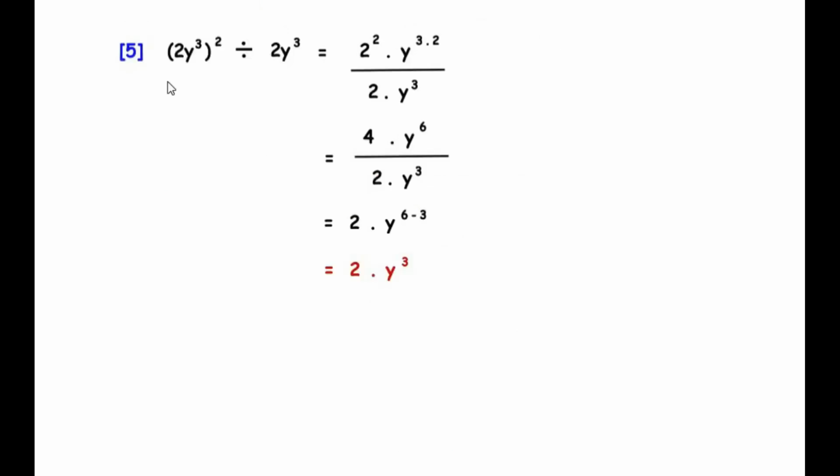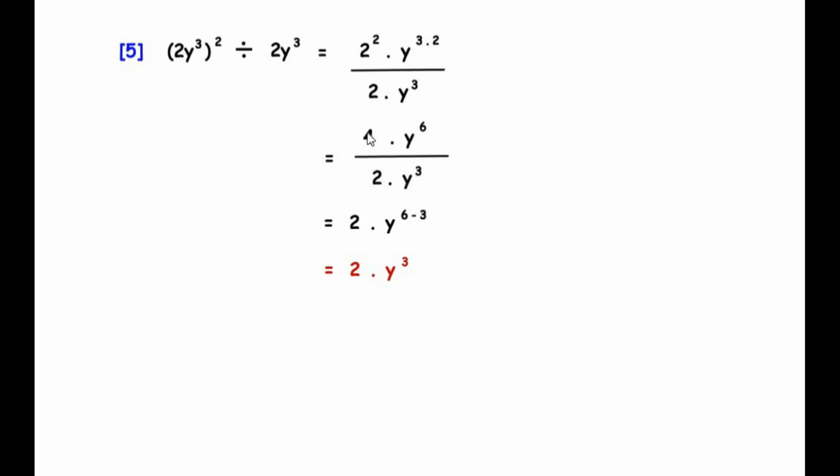Now the next question is (2y cube) the whole term raised to the power of 2, divided by 2y cube. Now using the power distribution law, this power 2 goes to 2 as well as y cube. So we get 2 square times y to the power of 3 times 2 over 2y cube. Now 2 square value is 4, and here the powers will get multiplied. So y to the power of 3 times 2 is y to the power of 6 over 2 times y cube.